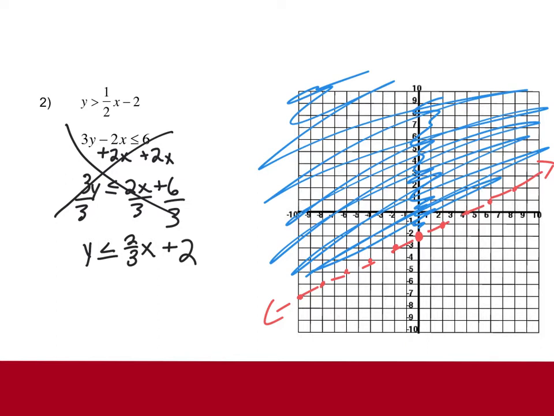B value, 2. Slope, up 2 over 3, or down 2 left 3. What kind of line is this one going to be? Solid. And this one is y is less than or equal to, which means above or below this line? Below. So what do I need to erase? The top shading.